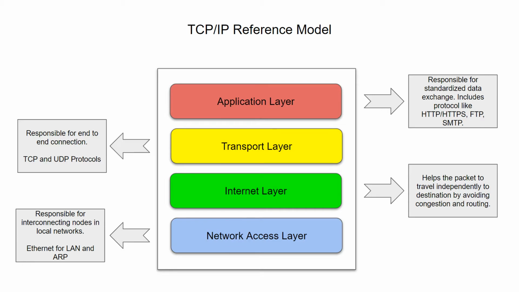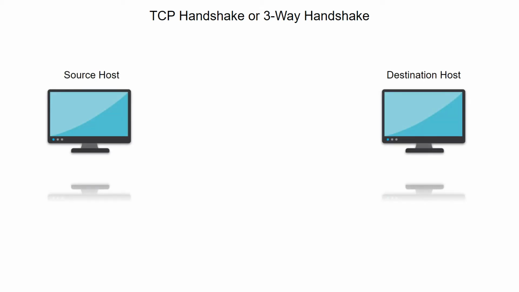Moving on to the next slide, that is the TCP handshake or three-way handshake. Now, as we already know, the TCP/IP protocol is responsible for communication between two hosts. The method used to create communication between two hosts is known as the three-way handshake or TCP handshake. Let us see how it works.